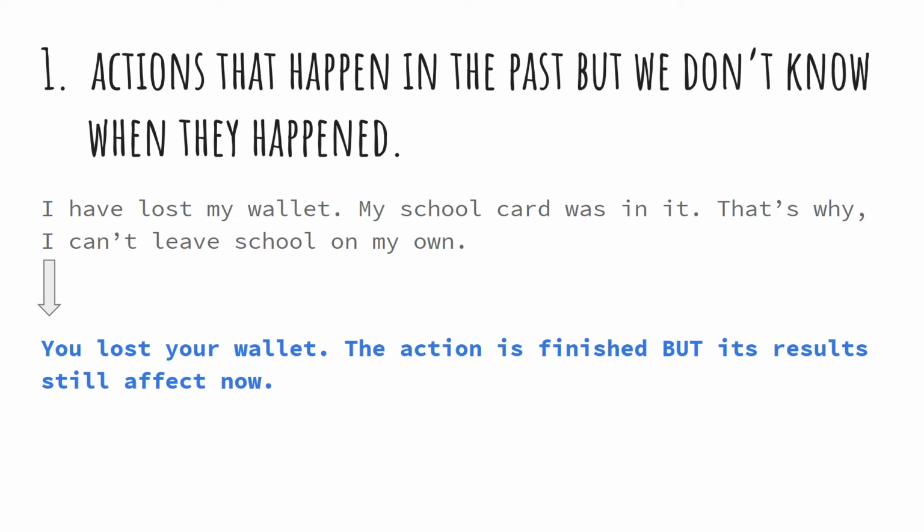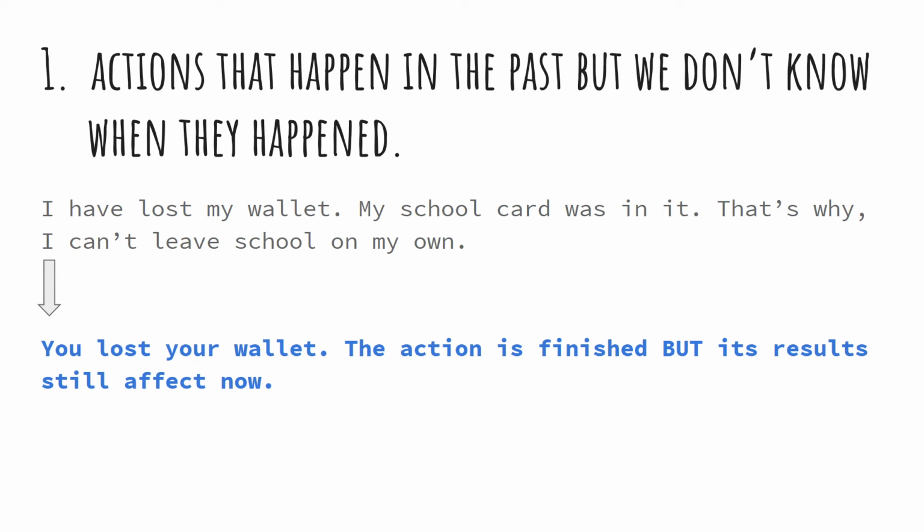Number 1, actions that happened in the past but we don't know when they happened. For example, I have lost my wallet. My school card was in it. That's why I can't leave school on my own. In this example, you lost your wallet. The action is finished because it happened in the past, but it still affects now. Its results still affect now. That's why in this example, you need to use present perfect tense.